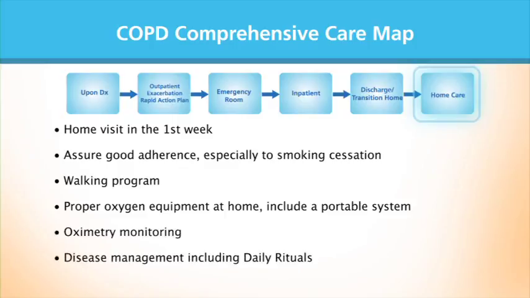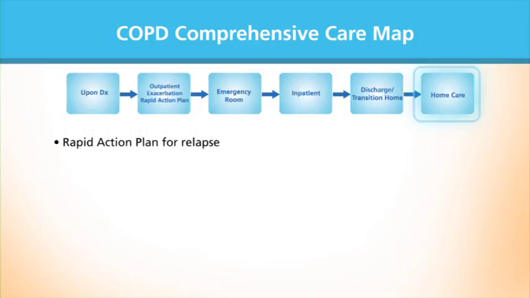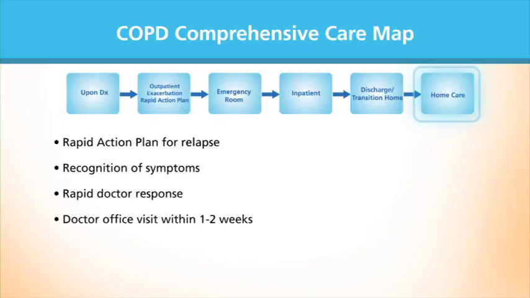Disease management should take place, including the daily rituals, the rapid action plan for relapse, recognition of symptoms, rapid doctor response. The doctor office visit should be within the first 2 weeks, and again, refer to pulmonary rehabilitation. Remember that the acute exacerbation has not yet fully resolved. It will take time.